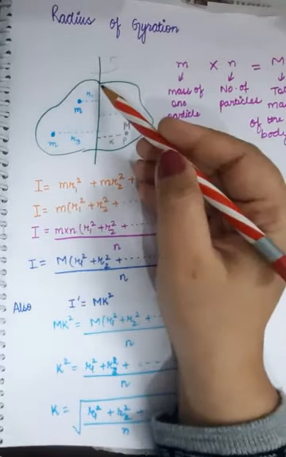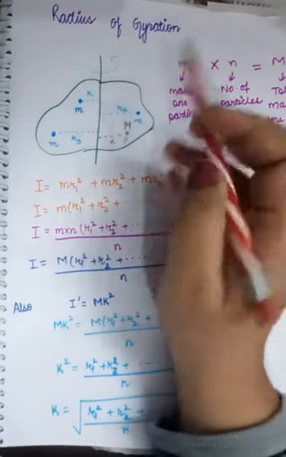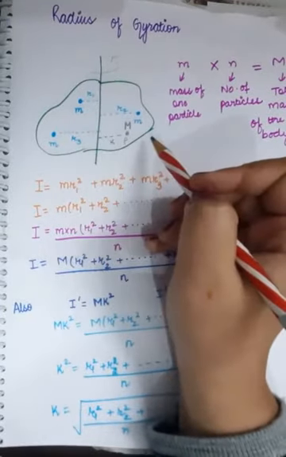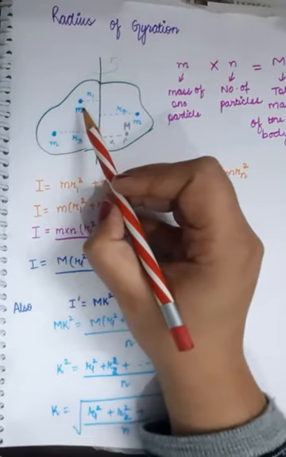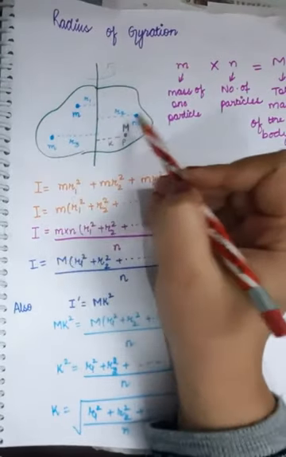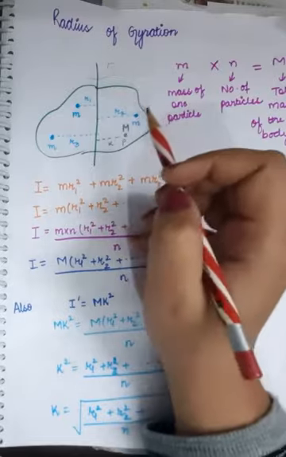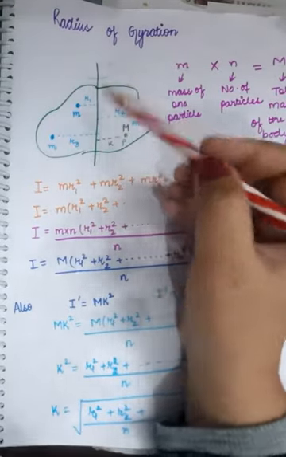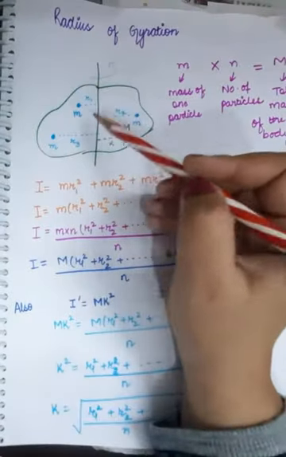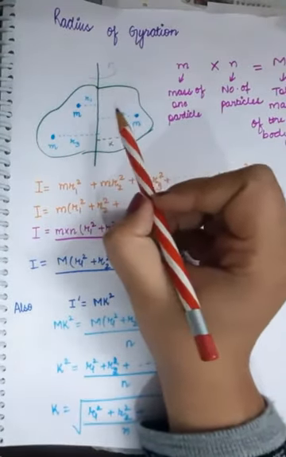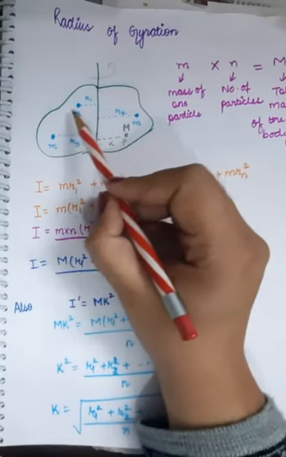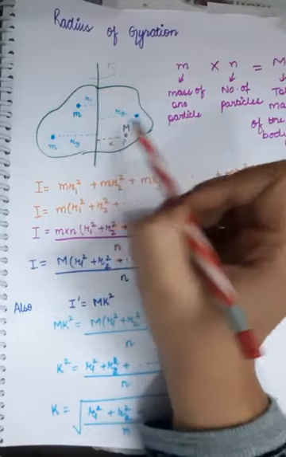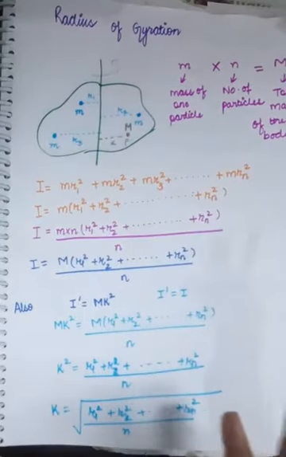Suppose right now you have a body, an object comprising several particles where each particle has the mass m, and this is the axis of rotation. The body is rotating like this. If you discuss the distances of these masses from the axis of rotation, they are going to be r1, r2, r3 and so on.